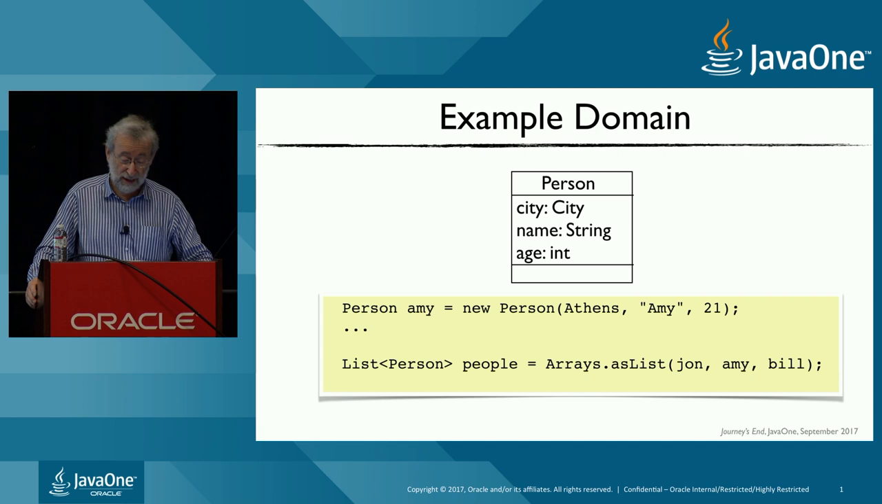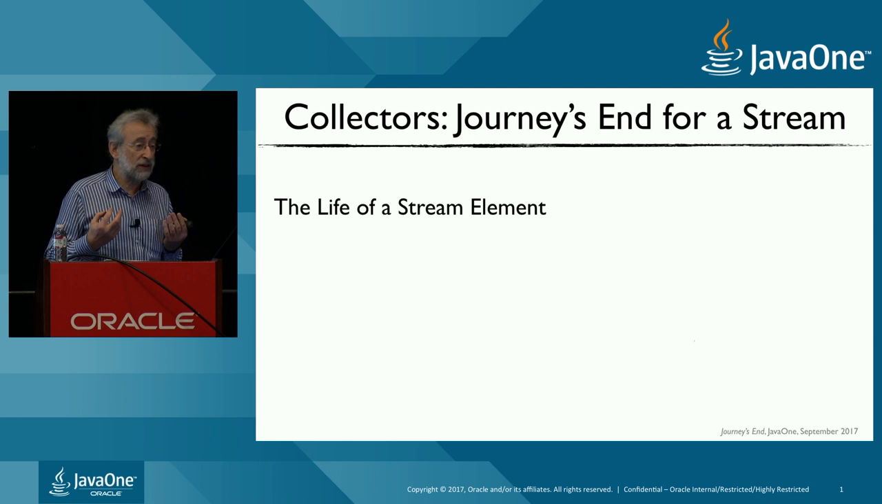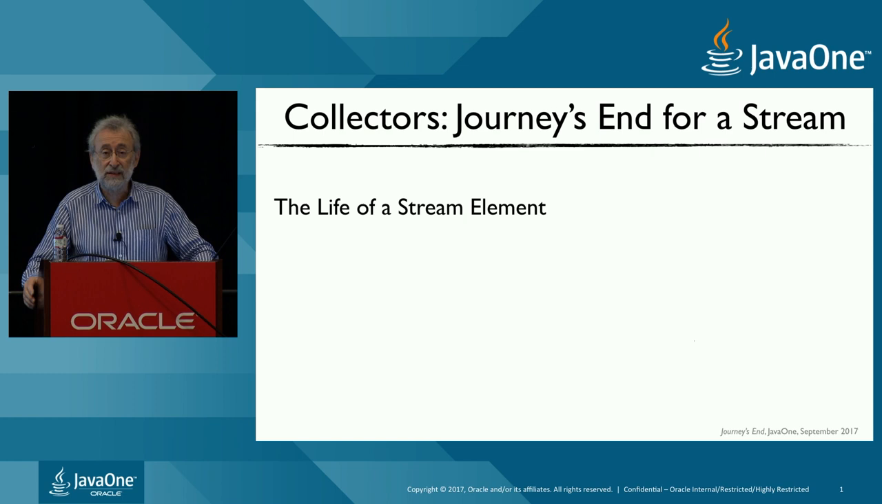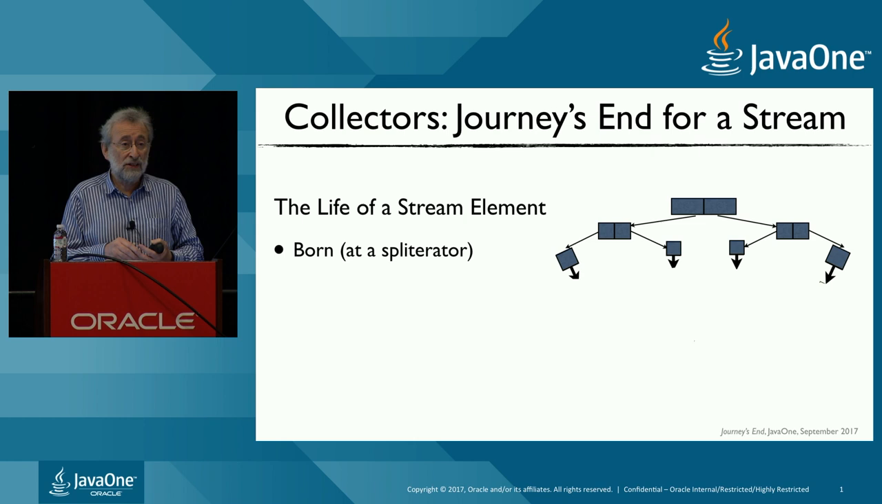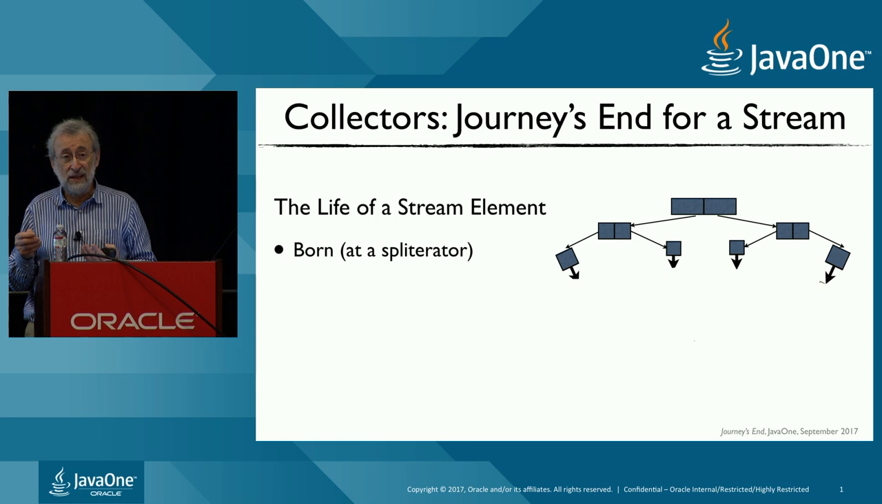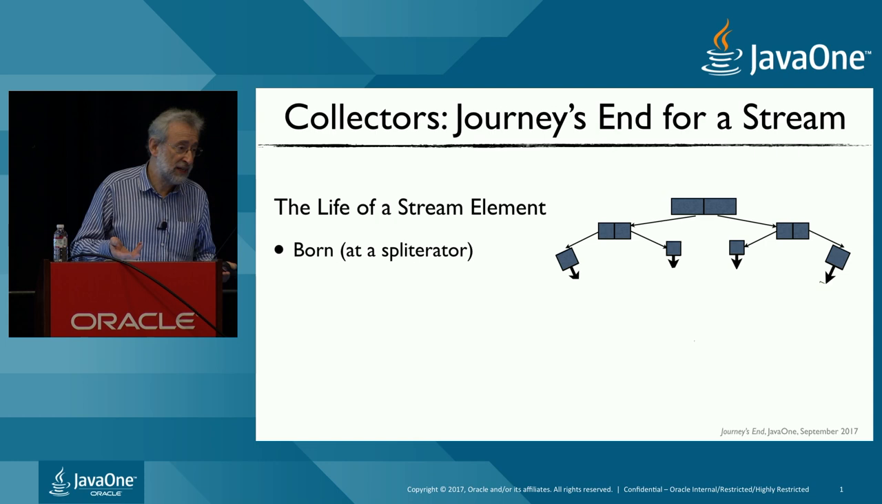So just to take a kind of higher level view, what's going on in a stream? Well, the life of a stream element begins at a spliterator. That's how it's born. So the idea of a spliterator is it's a kind of cute name for something that can both iterate and split. And so it iterates if it's processing the stream sequentially, because it feeds the elements from its source into the stream one by one. So that's iteration as we know it.